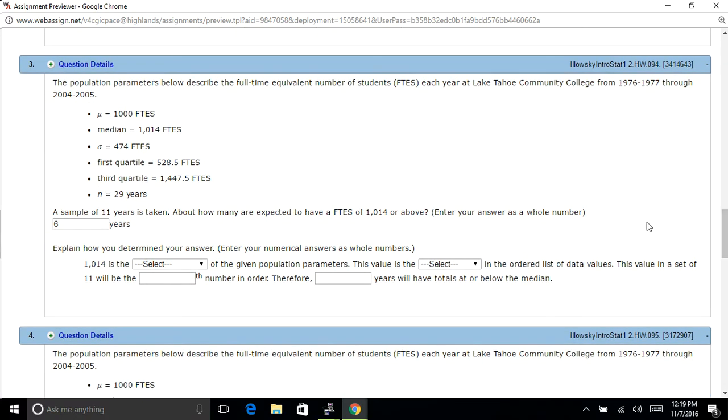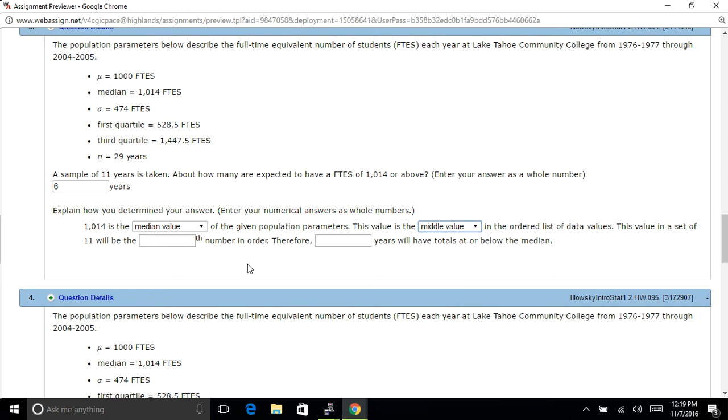All right, so how am I going to explain this? Since 1,014 is the median value of the population parameters, this value is the middle value. Remember, it's the 50th percentile of your data in the ordered list of your data values. The value in this series of 11 will be the 6th number. Therefore, 6 years will be your total. So think about it: if I put down 1 through 11, number 6 is the middle number. So that's how you have to think of that. I know the wording's kind of weird, but that's how you put it together.